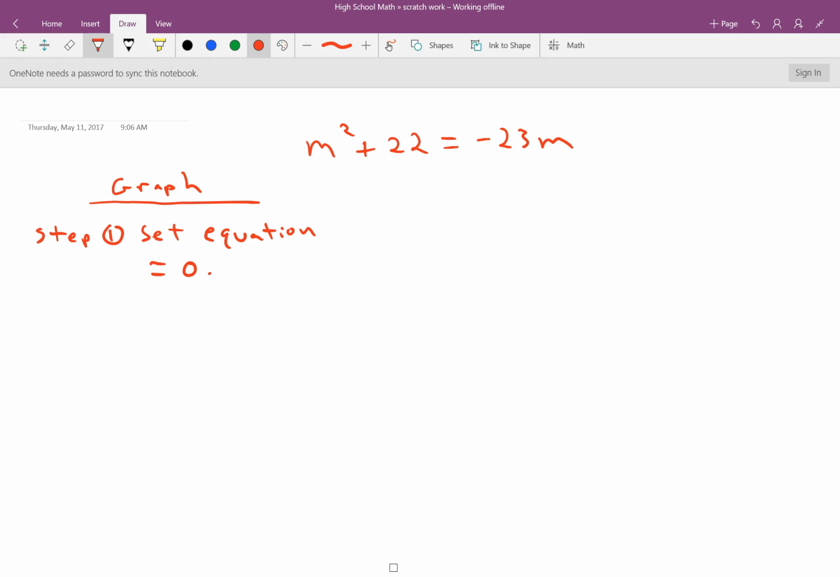I want to, using additive inverse, get a 0 over here. Minus 23m, the additive inverse would be plus 23m. So on the right-hand side, I would have the 0 I seek. These are all unlike terms, and I'm going to write them in order from lowest decreasing powers of x. 23m would come next, and then my plus 22. Okay, that's step 1.